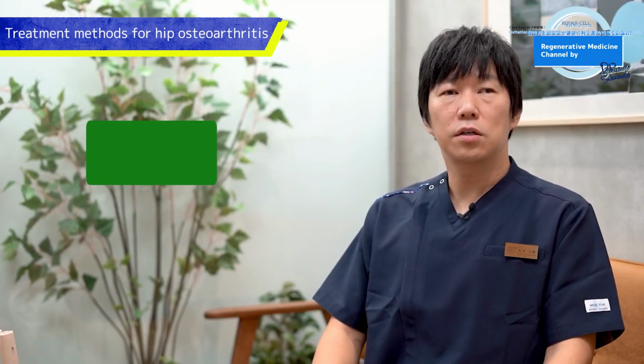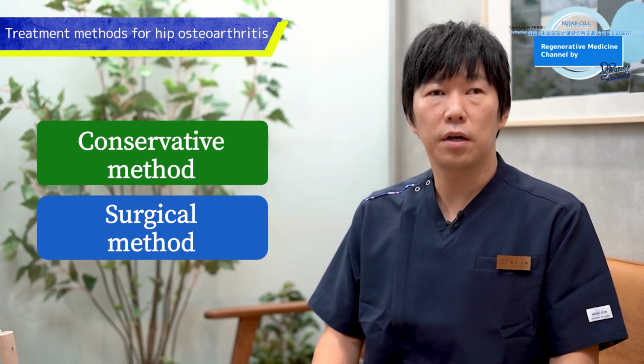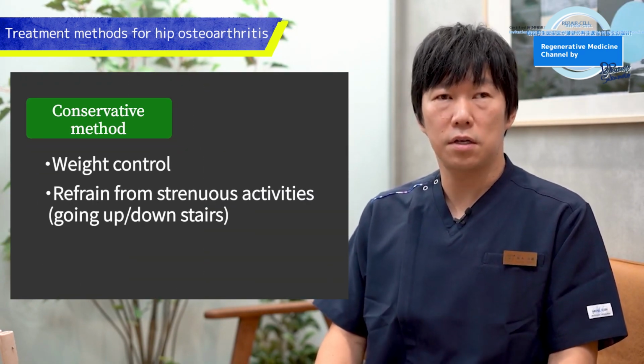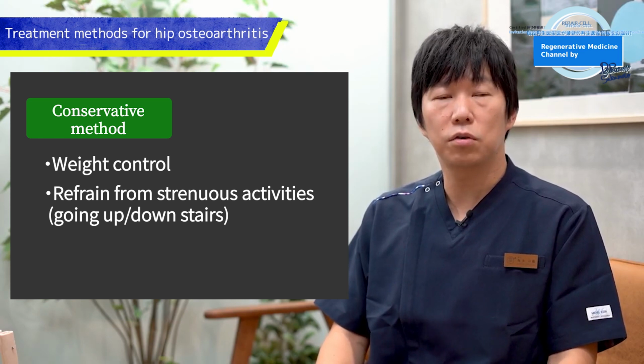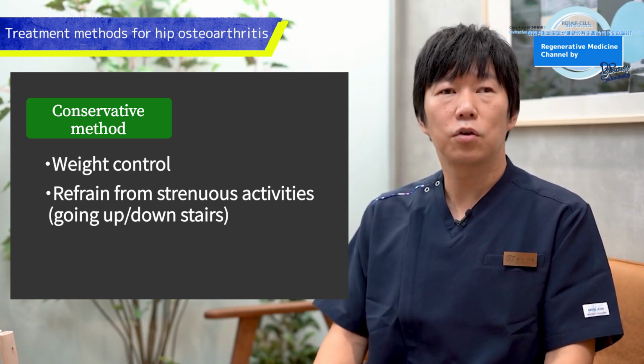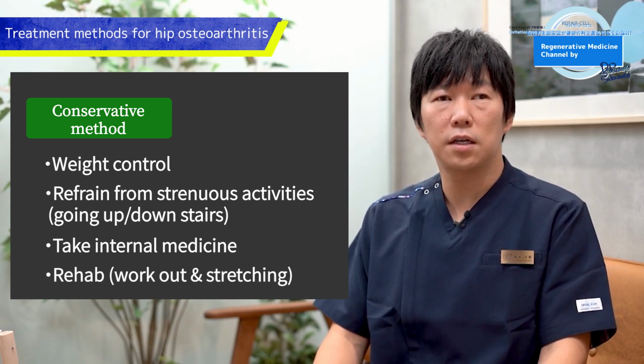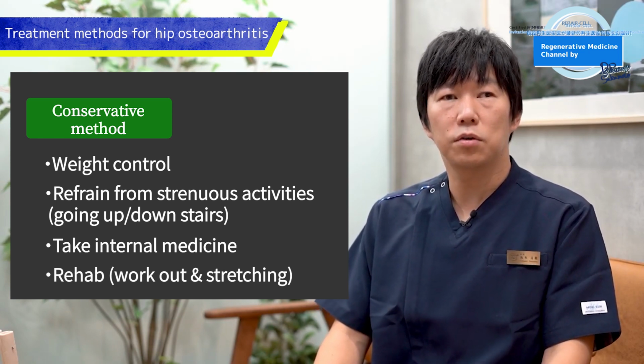There are two treatment methods, the conservative method and the surgical method. The conservative method is to control body weight and refrain from going up and down stairs to ease physical loading. Taking internal medicine and performing workout or stretching for rehabilitation also help to relieve pain.